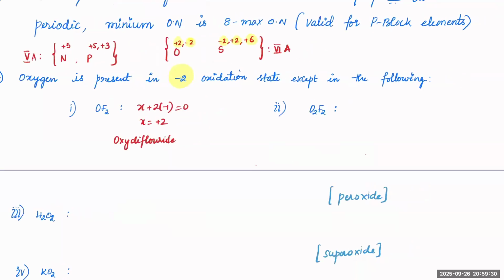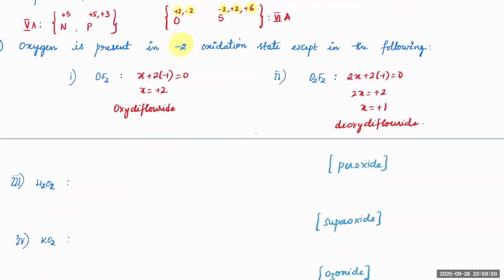Similarly, here if you notice, 2x plus 2 times minus 1 equals 0. So 2x is equal to plus 2, or x is equal to plus 1. So this is dioxygen difluoride, the dioxygen difluoride molecule. Here you can notice oxygen has a plus 2 oxidation state as well as a plus 1 oxidation state. In fact, these are the only two compounds where oxygen can show a positive oxidation state, because only when it is connected to fluorine can it lose electrons. Otherwise, it is the second most electronegative element.